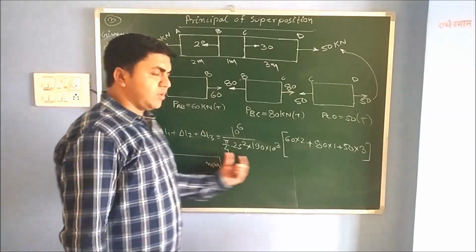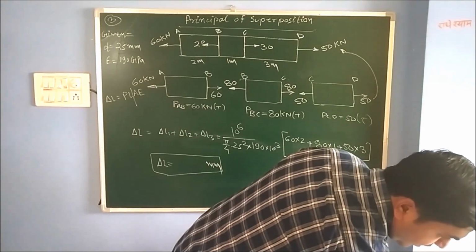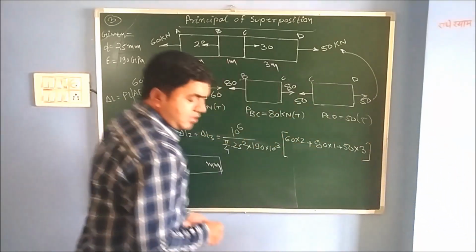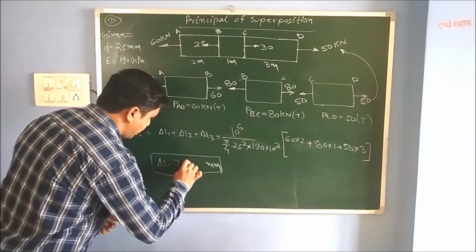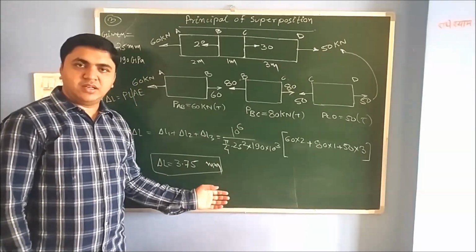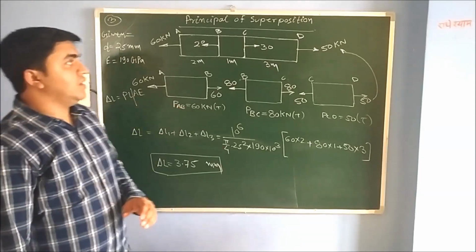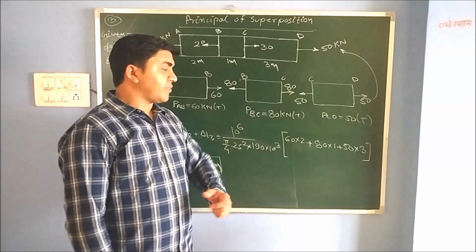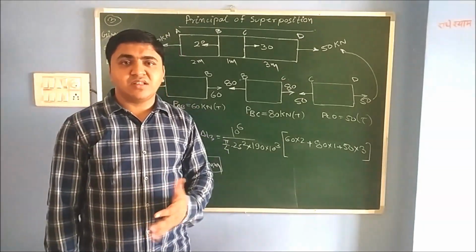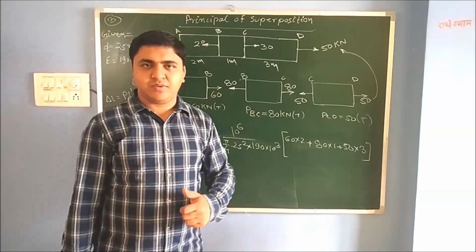So we can calculate, I think so. So I'll write down the value directly. So this value of delta L we have is 3.75. So this is the final value of the change in length here. Okay. So now, this was all about the principle of superposition. Now, after that, we'll see some numericals that were asked in the GATE examination based on this particular topic. Okay. So let's get it.